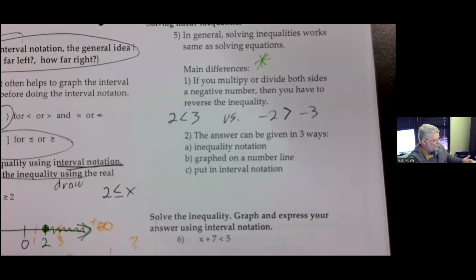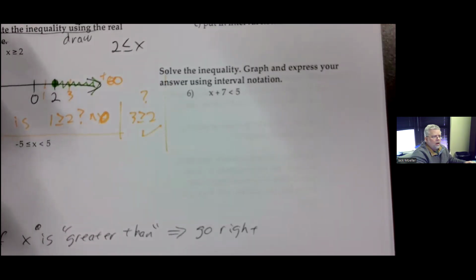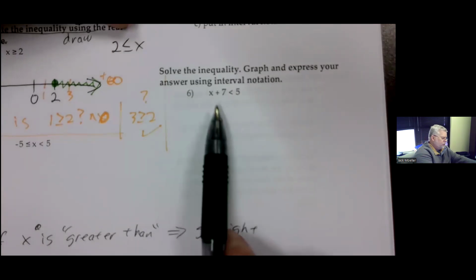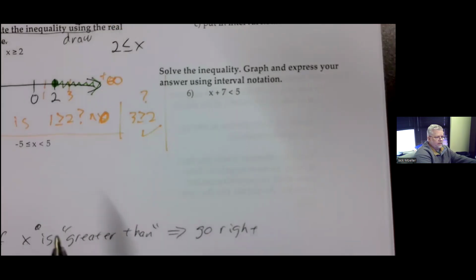All right. Let's jump into some problems and see how it goes. Solve the inequality, graph, and express your answer using interval notation. So we're solving x plus 7 is less than 5. Well, before solving it, these are not quadratic equations. We could have quadratic inequalities if we wanted to. Again, that's definitely a higher level skill that we're not going to get to this semester. But just know that we could have quadratic inequalities in here as well, but we're sticking with linear.